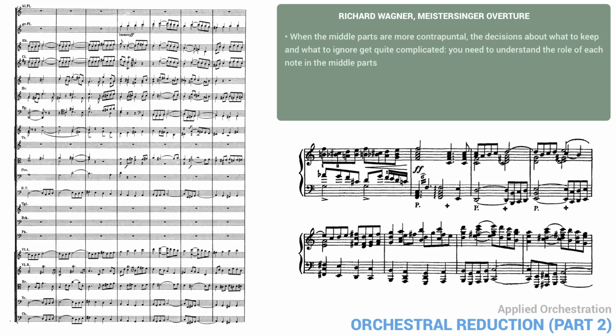So we can see that when the middle parts are more contrapuntal, the decisions about what to keep and what to ignore get more complicated. You need to understand the role of each note in the middle parts.